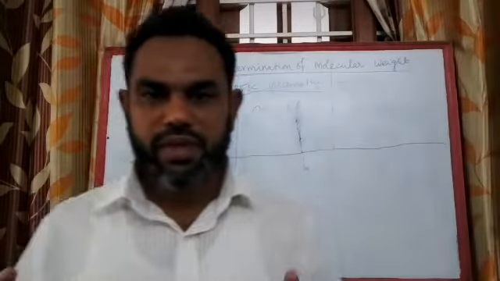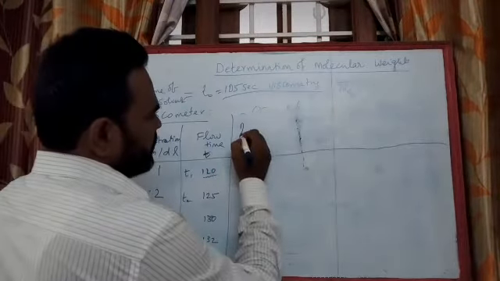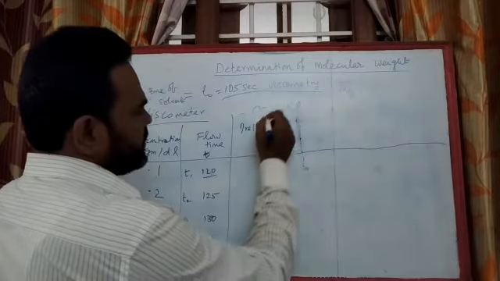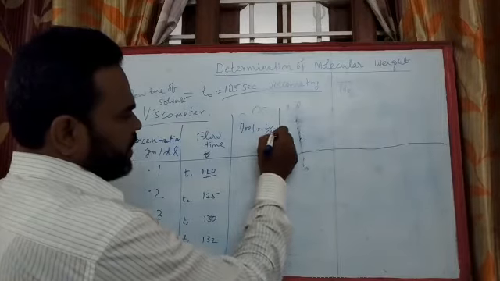Every time while measuring this, before you go for the next measurement, you must clean the viscometer with the pure solvent, then refill with the fresh solution of a new concentration. Like this, I have to find the flow time. After finding the flow time, I must measure the relative viscosity, eta relative, which is equal to T by T0.